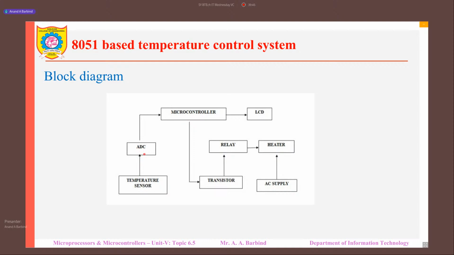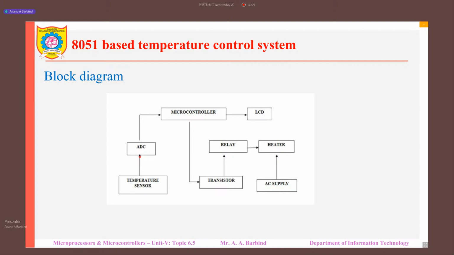This ADC is an analog to digital converter. The input to it is the analog signal ranging from, let us say, 0 to 5 volt. There can be infinite levels between 0 to 5 volt, and that analog signal corresponds to the temperature. For example, we have calibrated this circuit such that for 0 to 100 degrees Celsius, the voltage will be 0 to 5 volt.